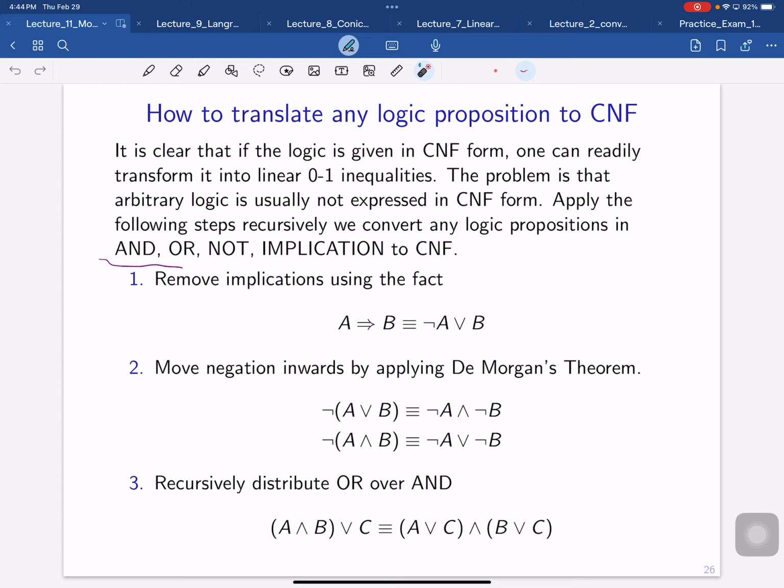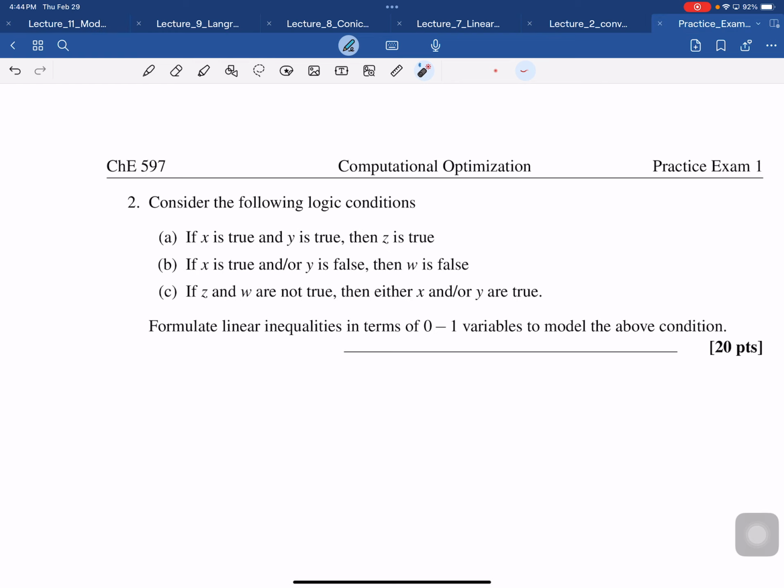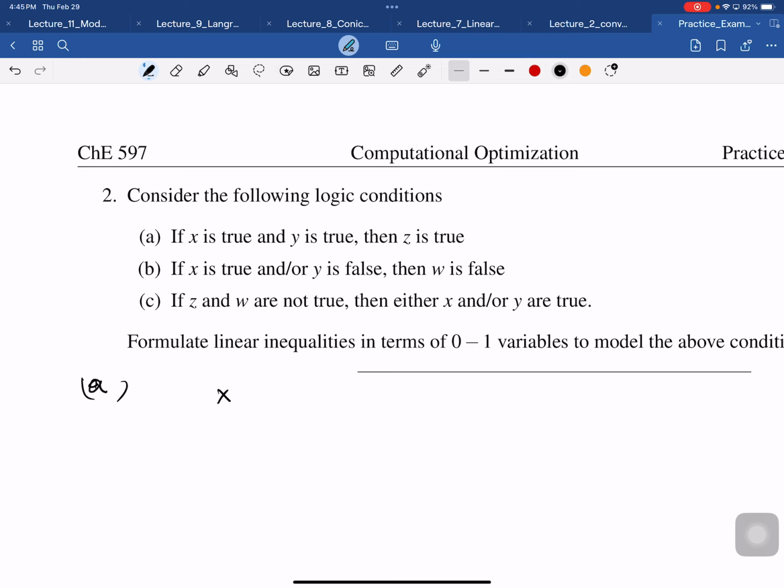Yeah, so now let's solve this problem here. The first thing it says is if x is true and y is true, then z is true, right? This should be very obvious. You just write the propositional logic as if x is true. Is this too small? Okay, let me zoom in a little. So if x is true and y is true, then it implies z is true, right? That's just the logic here.